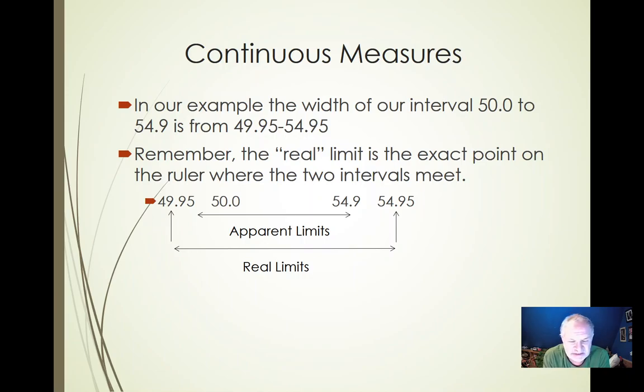So the apparent limits are from 50.0 to 54.9. The real limits are 49.95 up to 54.95. If I look at the width according to the apparent limits, my width would look to be 4.9 seconds. If I use the real limits, 54.95 minus 49.95, that difference is 5 seconds. So my real limits tell me my interval width, which is 5 seconds.